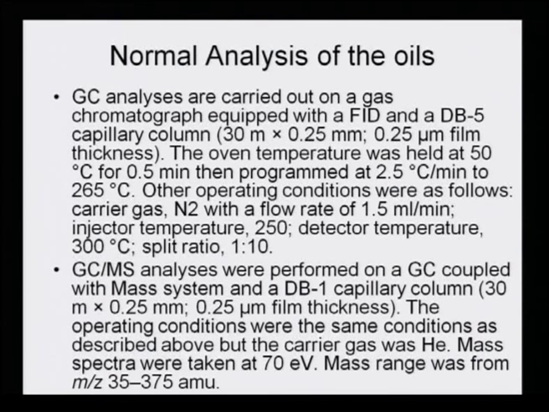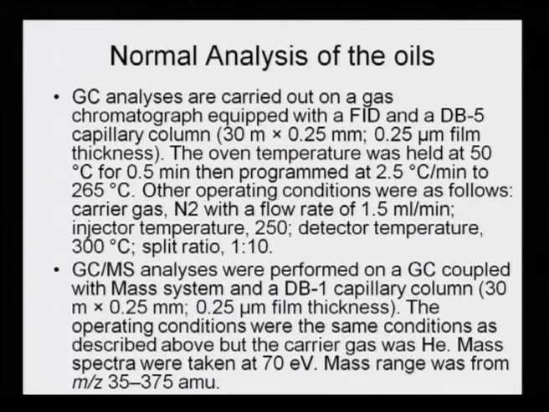Normal analysis of the oil. GC analysis is carried out on gas chromatography equipped with FID and a column which is DB5 capillary column having a dimension of 30 meters, 0.25 mm, 0.25 micrometer film thickness is used. The oven temperature was held at 50 degrees for 0.5 minutes, then programmed at 2.5 degrees per minute to 265 degrees centigrade. Other operating conditions were as follows: carrier gas nitrogen with a flow rate of 1.5 ml per minute, injector temperature 250, detector temperature 300, split ratio 1:10. This is the parameter that was followed for the flavor and aroma compound analysis.